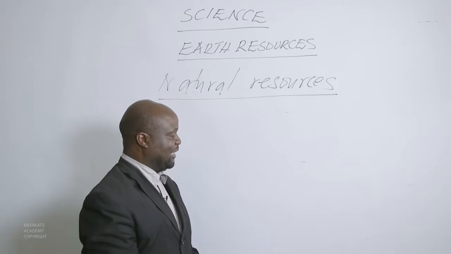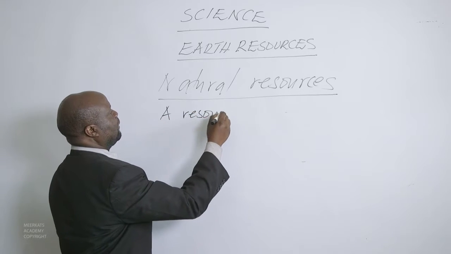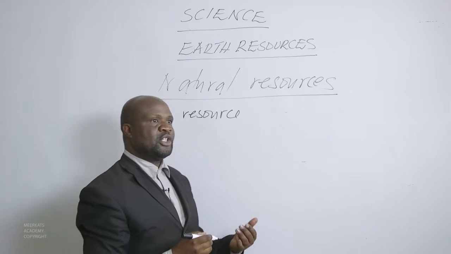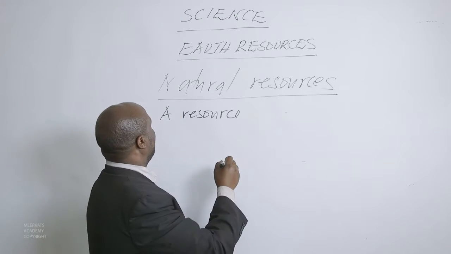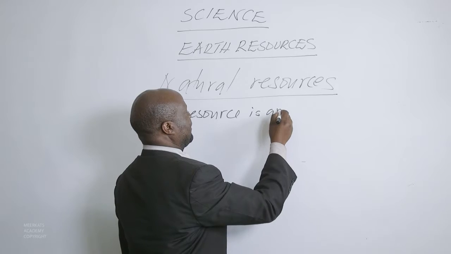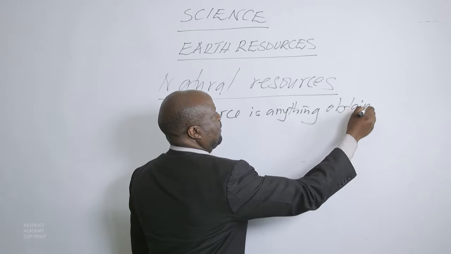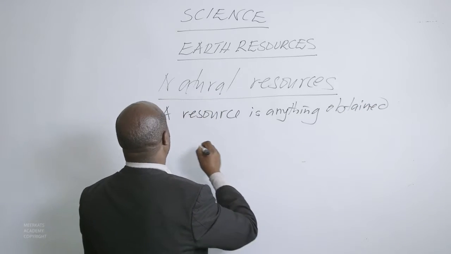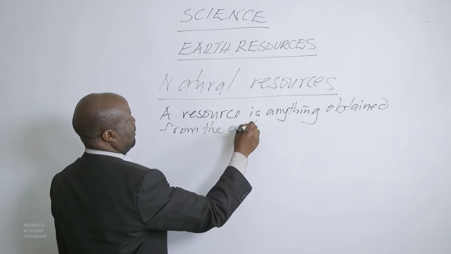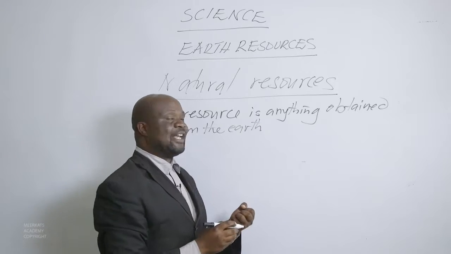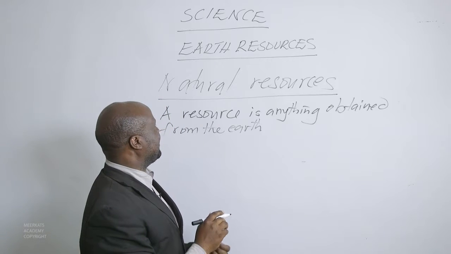What is a resource? And for us to continue very well, it is important to know what a resource is. A resource is anything obtained from the earth. So we are saying a resource is anything obtained from the earth to satisfy a particular need in humans.